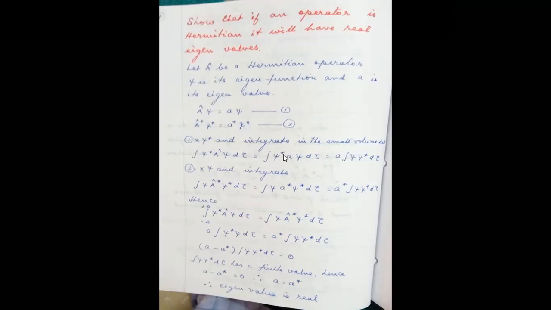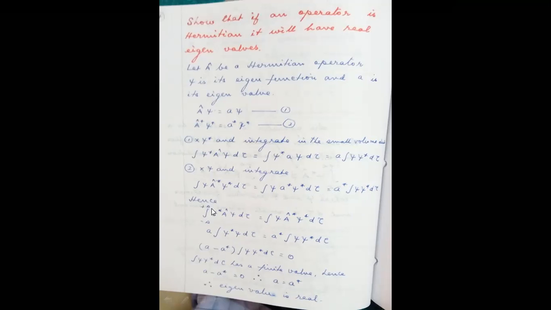So this can be written as, A is a constant. A is a real value, we are going to prove. So A can be taken out: A integral psi star psi d tau. This is what we are getting. Similarly, I'm going to multiply the second equation by psi and integrate. What I'm getting is integral psi A operator star psi star d tau is equal to integral psi A star psi star d tau. Here also you can take this A star out, and it is A star integral psi star psi d tau. So these values, integral psi star psi d tau, are the same.